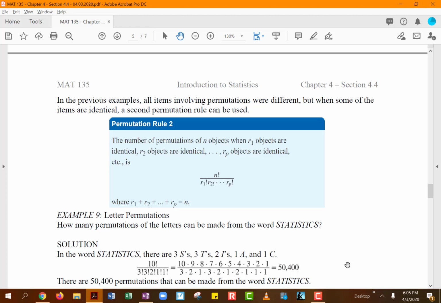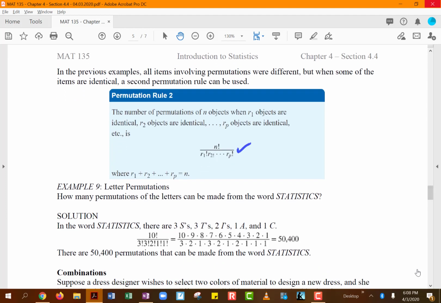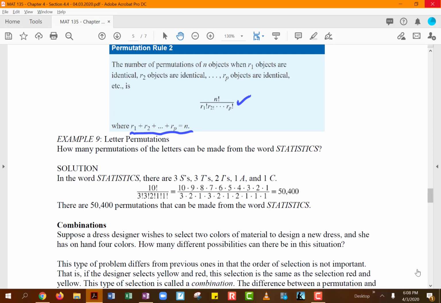Okay, guys. So let's see how we can use this rule. Remember, this is our permutation rule 2. And as I was mentioning, they should still all add up to a total of n. It's kind of like these examples where you will actually see the use of this second rule. They are asking how many permutations of the letters that make up the word statistics are possible.